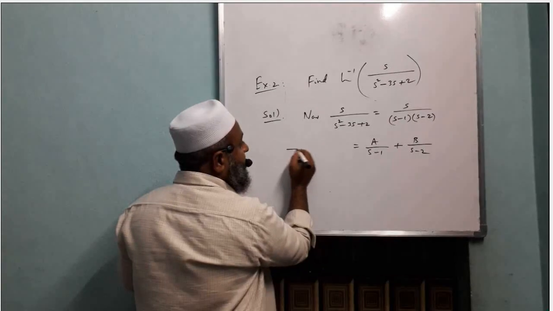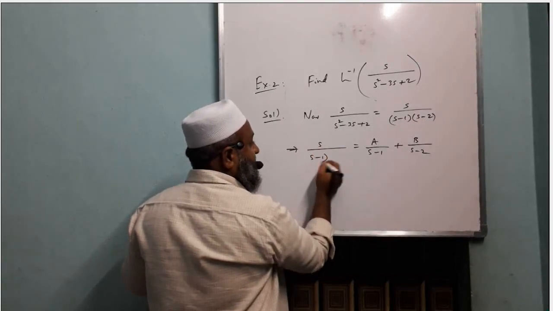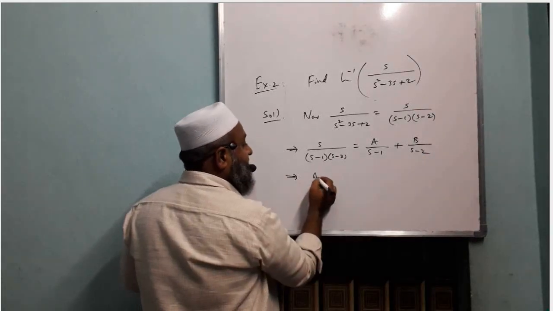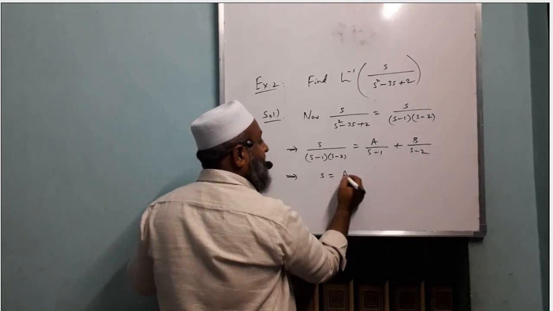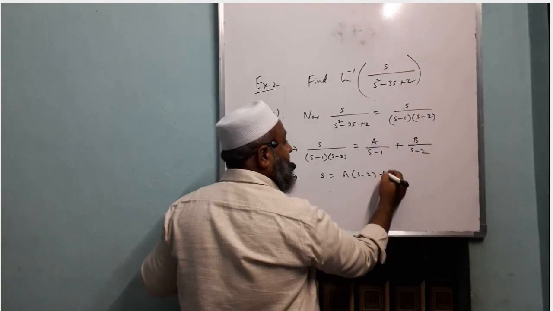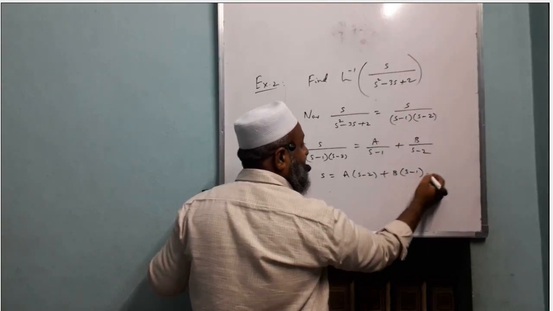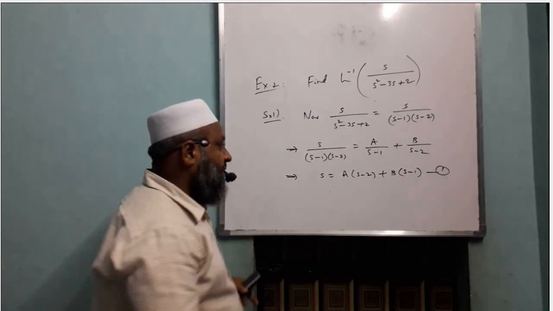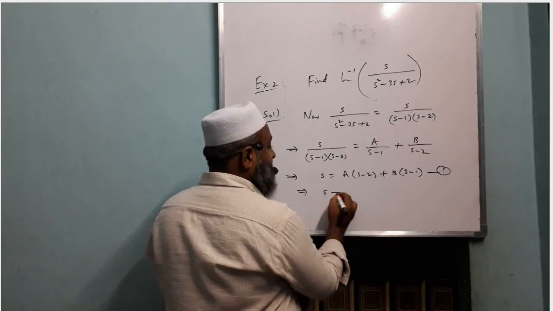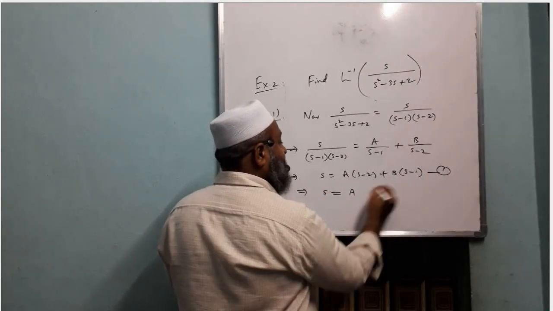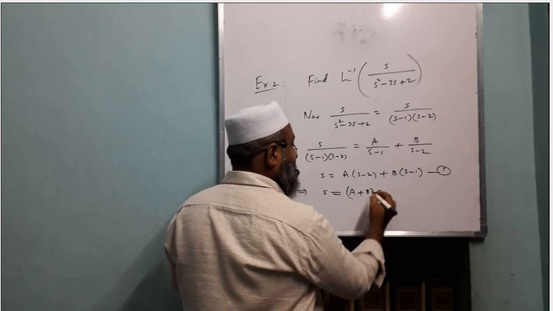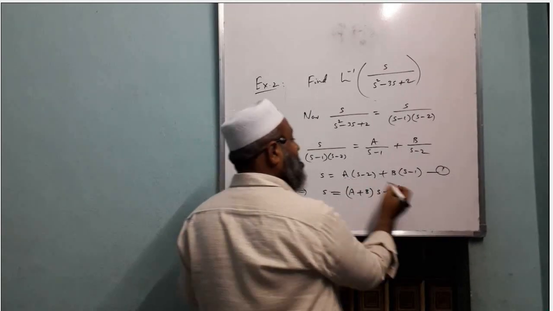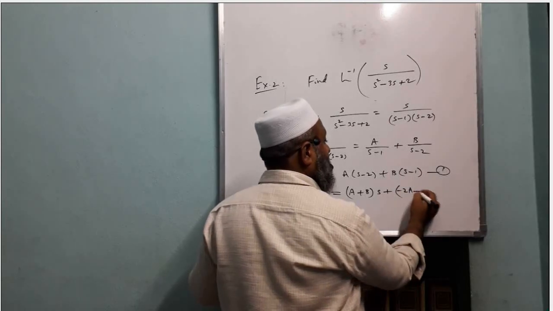I mean to say that s by s minus 1 into s minus 2, this one I am continuing in this way, implies s is equal to a times of s minus 2 plus b times of s minus 1. This is equation number 1. Now we need to find the values of a and b. Now you can make it in this way, s is equal to a plus b times of s, and then the coefficient remaining constant is minus 2a minus b.